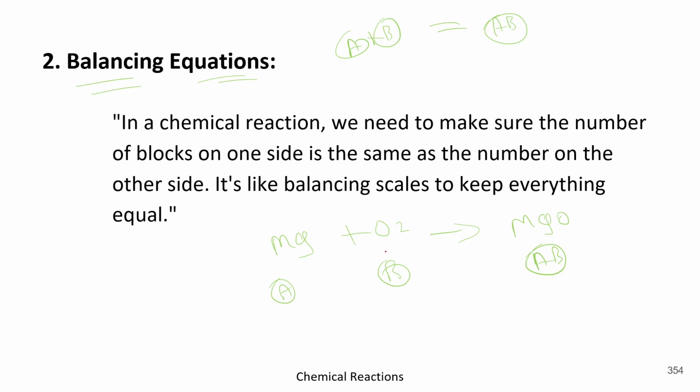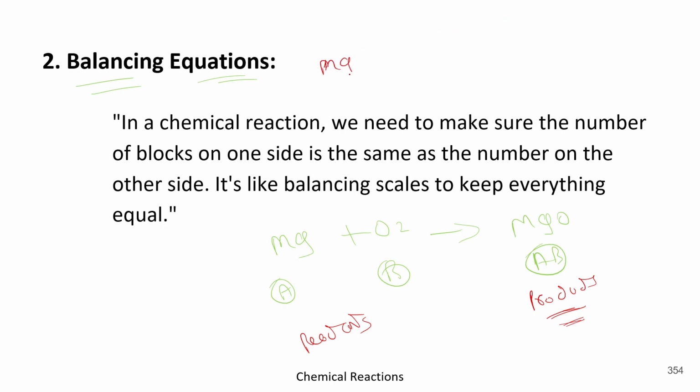Now notice one thing here. Here O has 2, but here O has only 1. Remember, if there is no number, then it is considered as a 1. Similarly, here there is no number, so we consider it a 1. So what happened? The reactant side is not equal to the product side, because on the reactant side there are 3, but on the product side there are only 2. So what should be done to manage this?